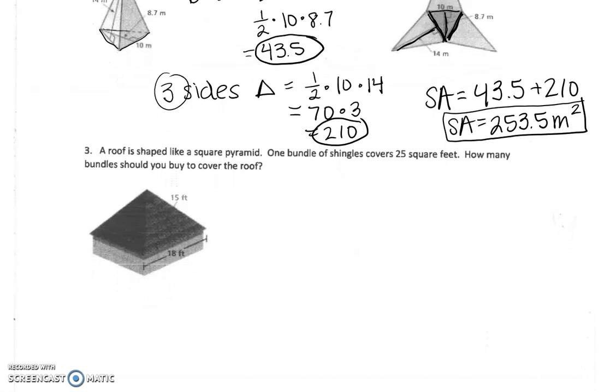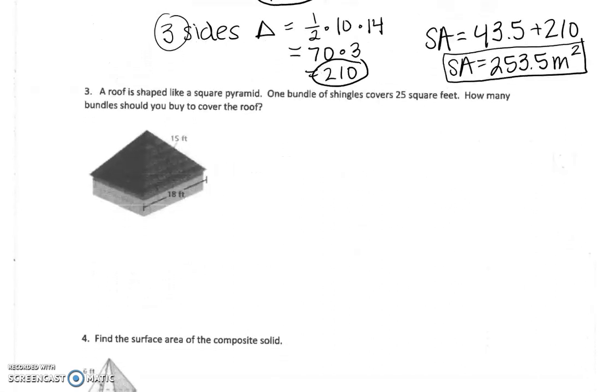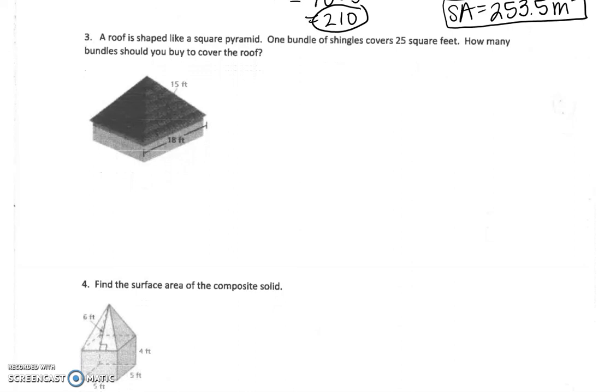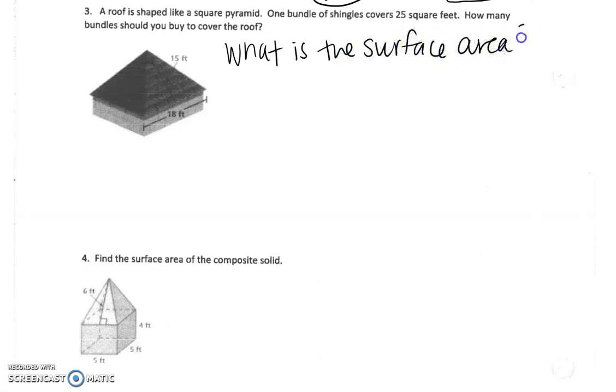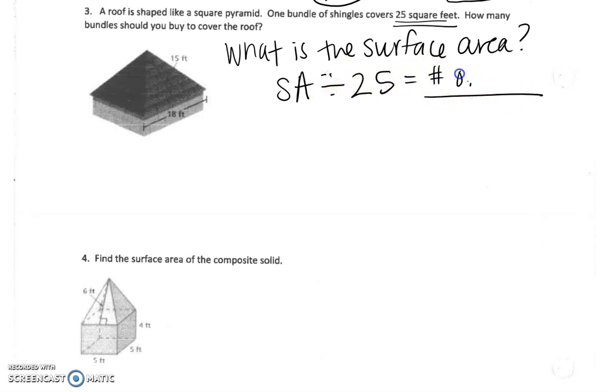All right, a roof is shaped like a square pyramid. One bundle of shingles covers 25 square feet. How many bundles should you buy to cover the roof? So what it's really asking you is, what is the surface area? And then once you find the surface area, one bundle covers 25 square feet. So you're going to divide your surface area by 25, and that's going to give you the number of bundles that you need to buy.